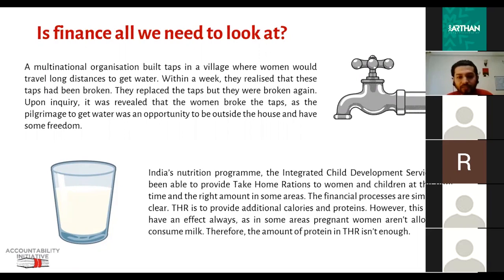The second example is from ICDS, India's Integrated Child Development Services. And in some parts of the country, we've been able to provide take-home rations absolutely on time.